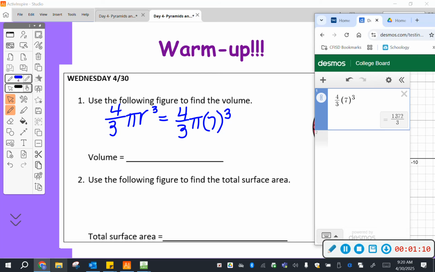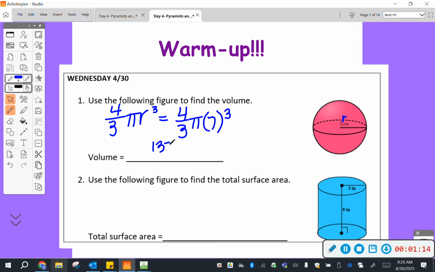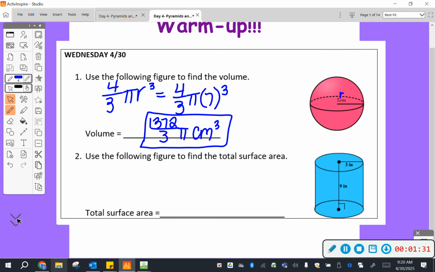And I'm going to get 1,372/3. Pi. Don't forget your pi. And what's my units here? Centimeters cubed, because it's volume. It's centimeters cubed. What questions do I have about that?